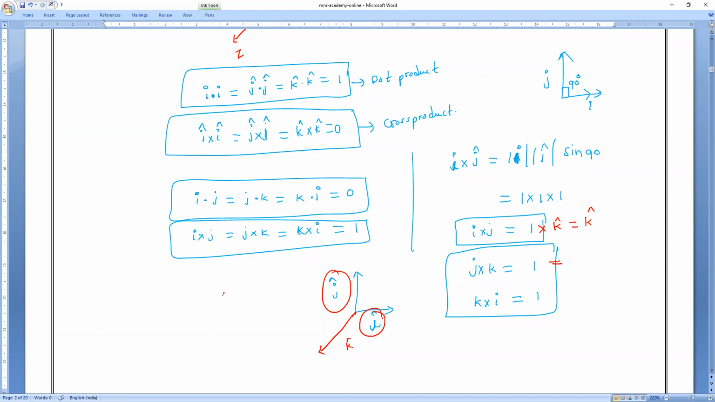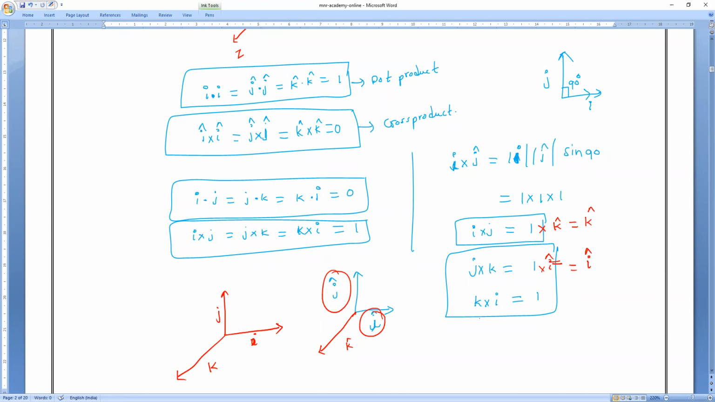Same way, J into K. Now this is J and this is K. So now tell me, what is the answer? Resultant force will act in what direction? I cap. Understand? Everybody, J cross I. So 1 into I cap. So what is the final answer? All of you, I cap.